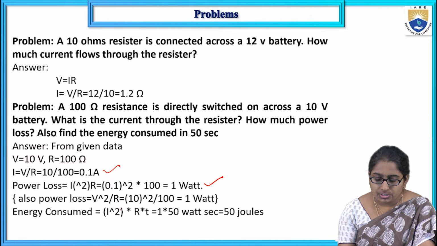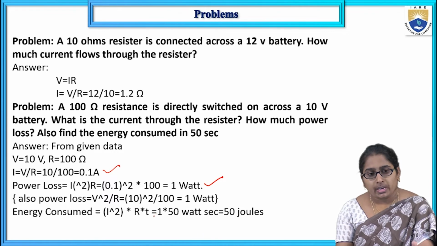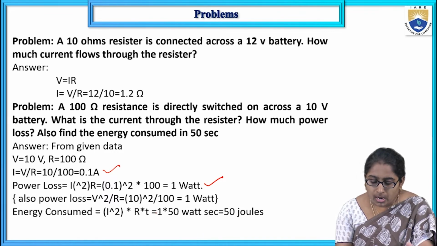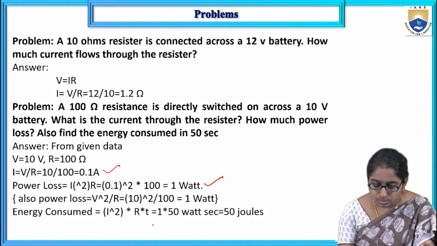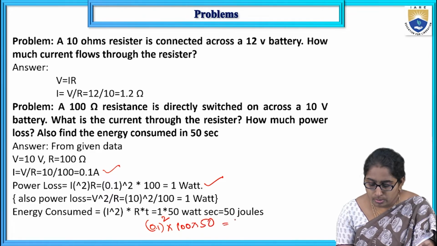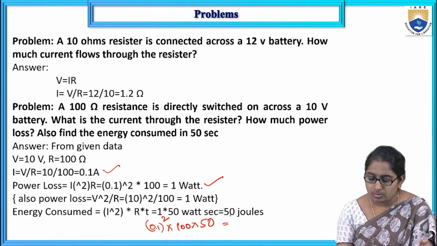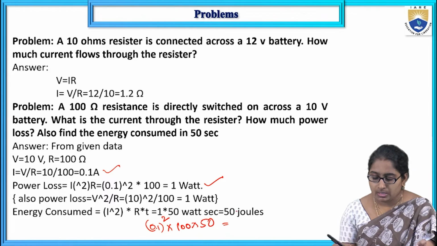Next, last line, energy consumed. Energy is given by I square R t. You can do it with V square by R t also; both ways the answer will be the same. So I is 0.1, substituting 0.1 square into R into 50. So 0.1 square into 100 gets cancelled, and it becomes 50 watt seconds, which means 50 joules.